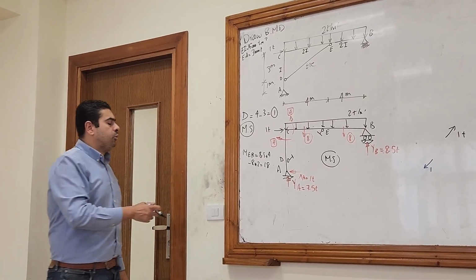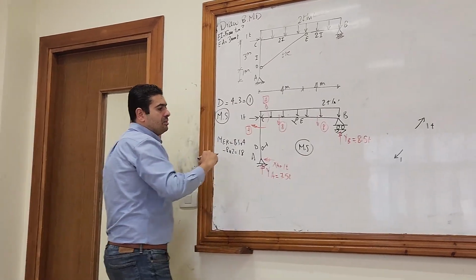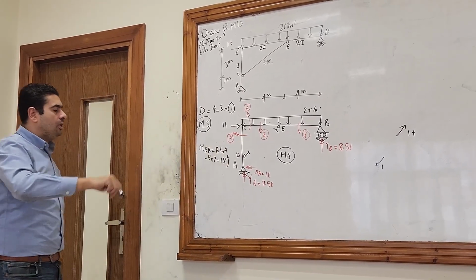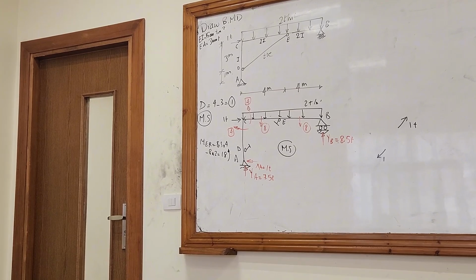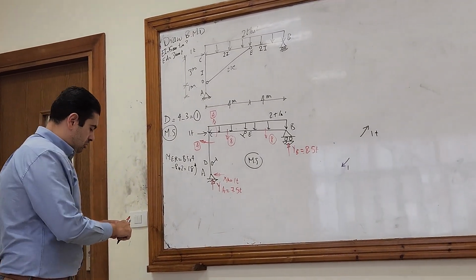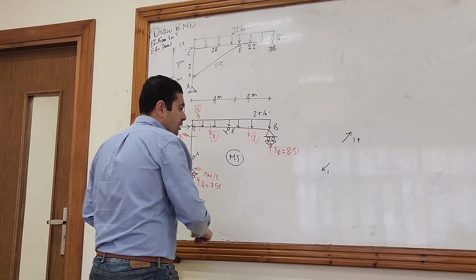In which direction? 8.5 times 4 is the biggest moment, so it will rotate with the tail of the arrow below. Okay, let's draw the bending moment diagram, which is M node here.